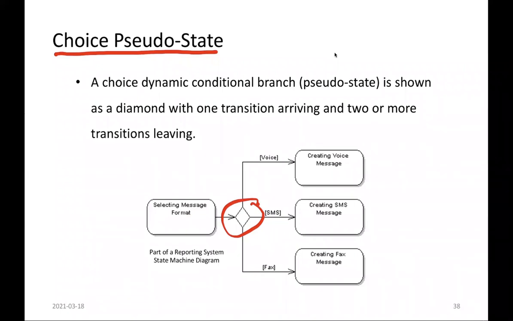In the following graph, we can see that we have the select message format, that's the state. And then from the choice pseudo state, we could actually branch to 3 different states, like creating voice message, creating SMS message, and creating fax message based on different triggers. That's why we used diamond instead of the traditional solid circle.